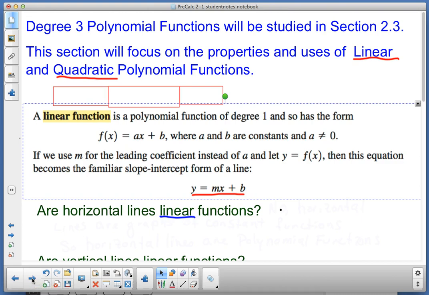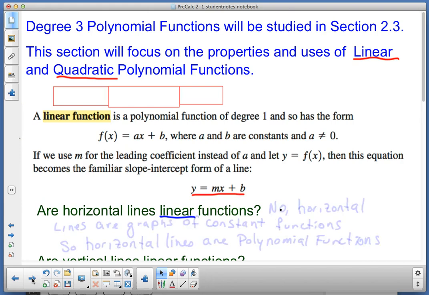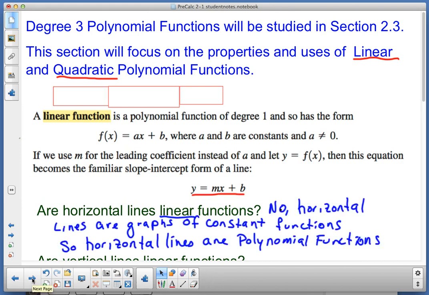Are horizontal lines linear functions? Horizontal lines are not linear functions. They're constant functions. So horizontal lines are polynomials and not linear. They're a constant function, so they won't be considered linear functions.